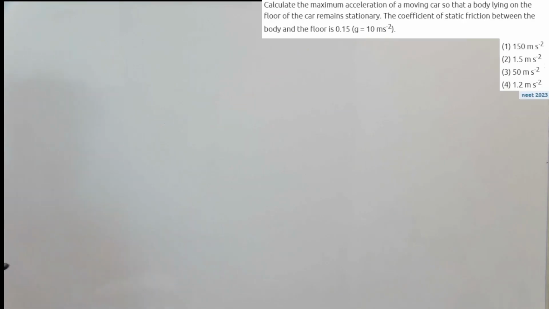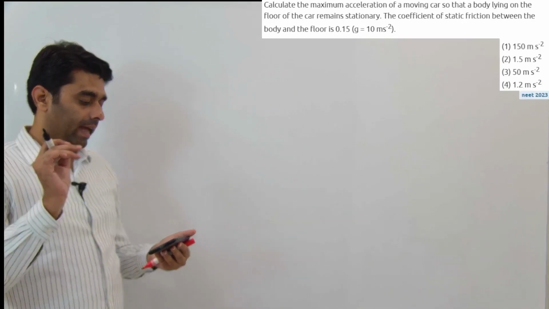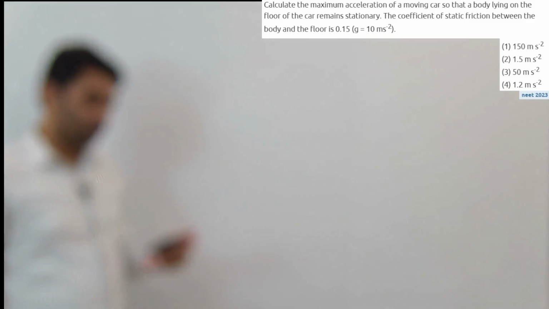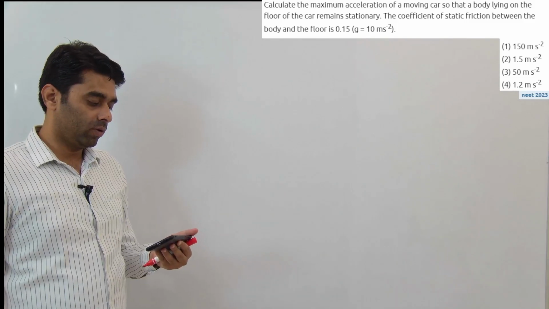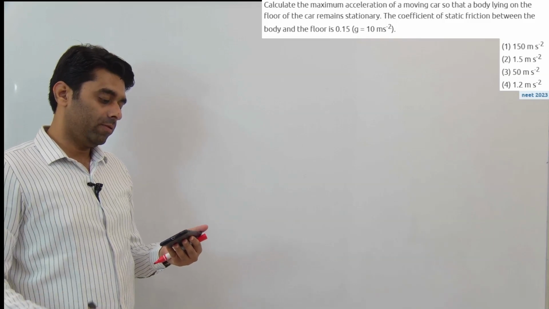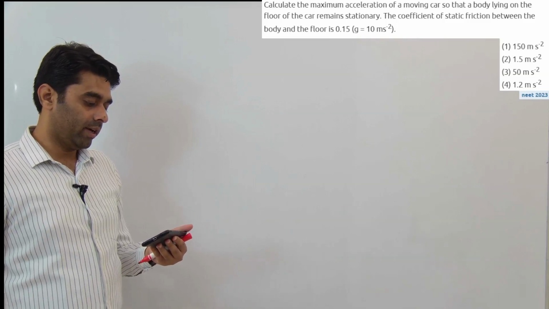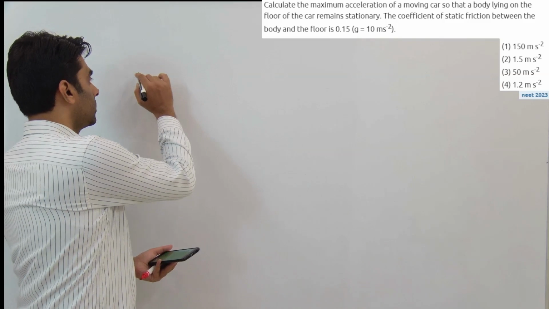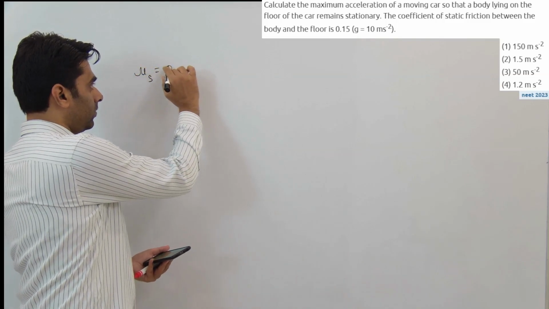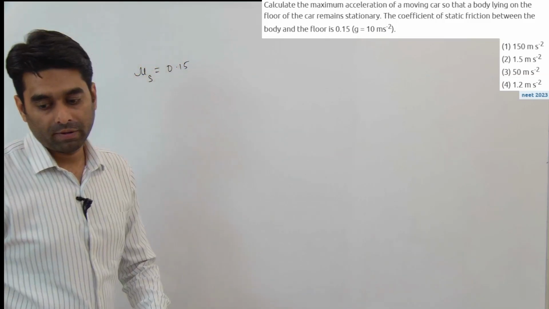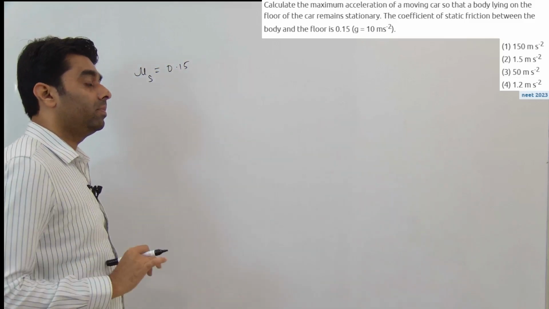So our next question is: calculate the maximum acceleration of a moving car so that a body lying on the floor of the car remains stationary. The coefficient of static friction between the body and the floor is 0.15. So the mu s value, the coefficient of static friction, is 0.15 given. They are asking us the maximum acceleration.